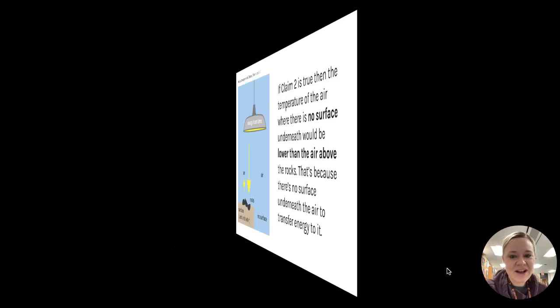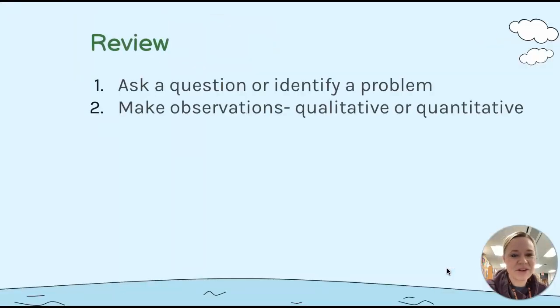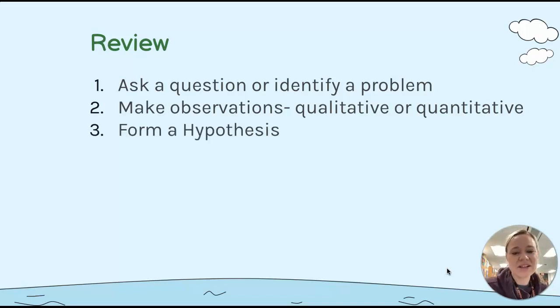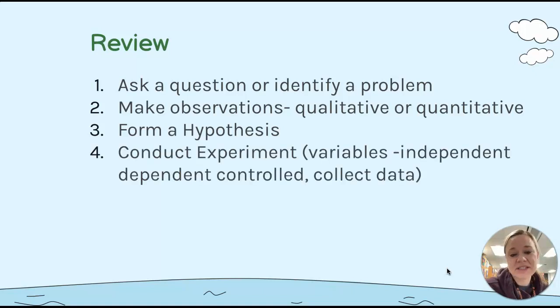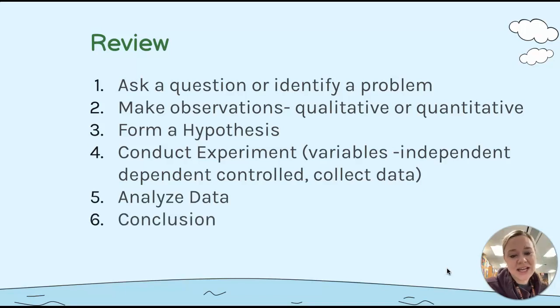The last thing, we're just going to quickly review our scientific process. So we're going to ask a question: how does air get its energy? We're going to make some observations, which you are going to do in your assignment. You're going to form a hypothesis like we talked about, and then you're going to complete this experiment. And then at the end, we're going to analyze some data, and we're going to reflect in order to have a conclusion.